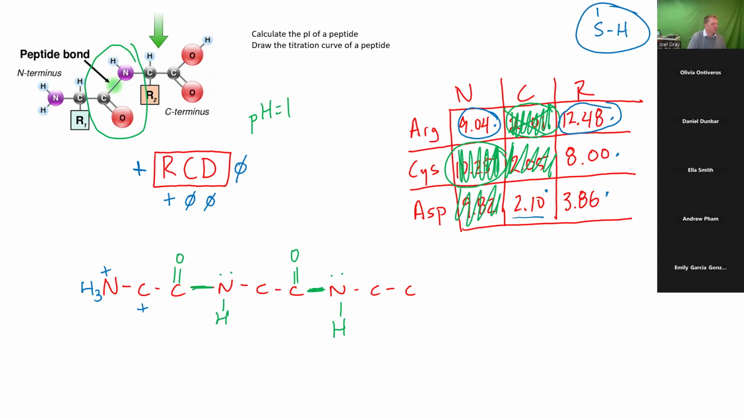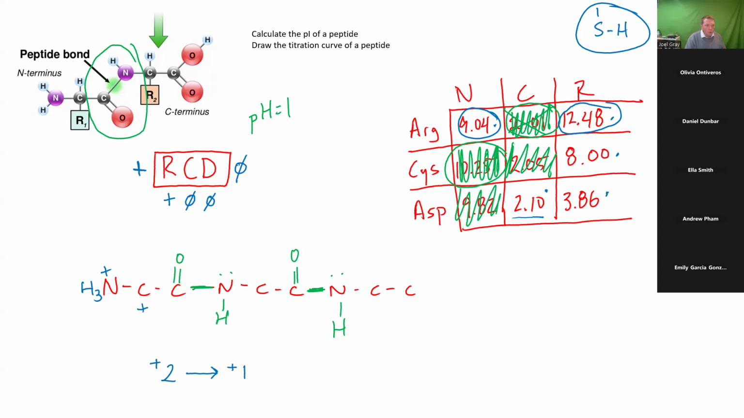+2. This molecule could never be +3. It's going to be +2. Now, what I'm going to do is for each one of the 5 pKa values, I'm going to draw an arrow. Whenever I deprotonate a group, it's going to go from +2 to +1.